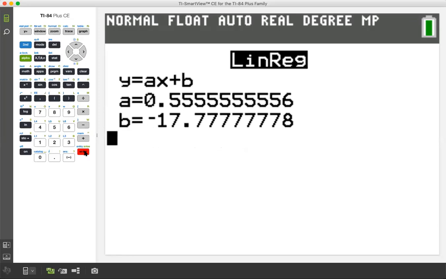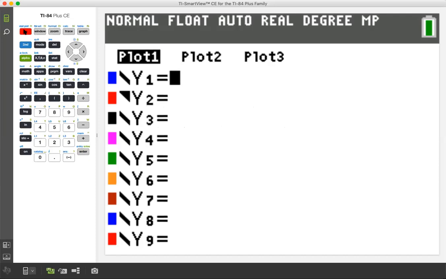So if I'm writing an equation of a line, I would have 0.56x, I'm replacing A with the slope, rounding it to 2 decimal places, and then my B value is negative 17.78. So y equals 0.56x minus 17.78. That's the equation that represents this line. So if I go up to y equals, I'm going to plug this equation into the calculator. So 0.56x, oops, that wasn't x.